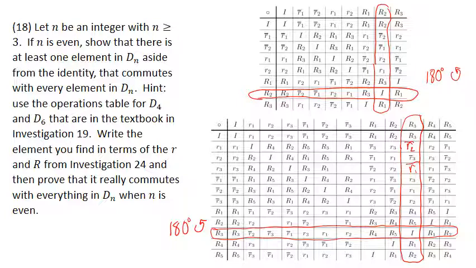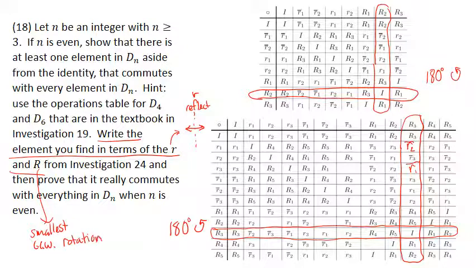And now what we want to do is write that element in terms of little r and big R. So remember that little r was reflection over a vertical line, and big R was the smallest counterclockwise rotation. So how can we write the 180-degree counterclockwise rotation in terms of little r and big R? Well, we don't need little r because that's a reflection. We just need the rotations. So how many times would you have to do that smallest rotation in order to get halfway around the circle?